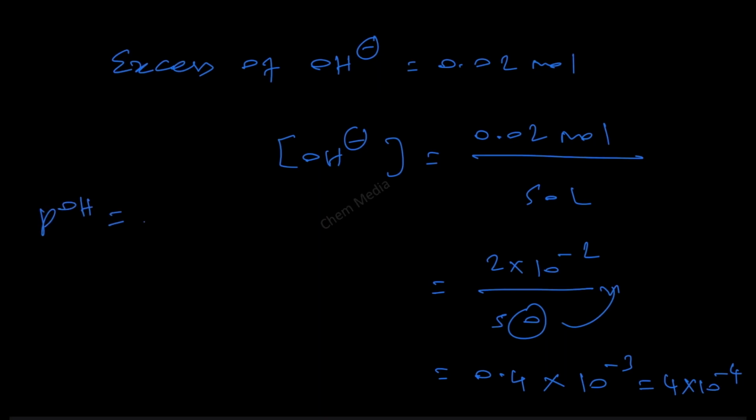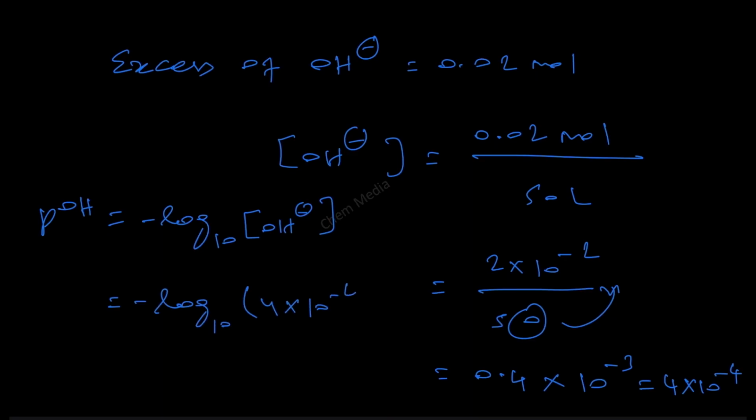Therefore, pOH is equal to negative logarithm of OH minus ion concentration. Therefore, this is equal to negative logarithm of 4 times 10 to the power minus 4, and that is equal to, log of A times B is log A plus log B.